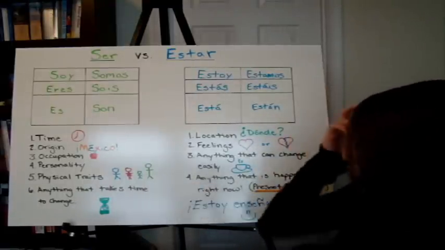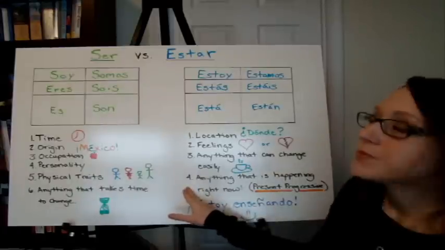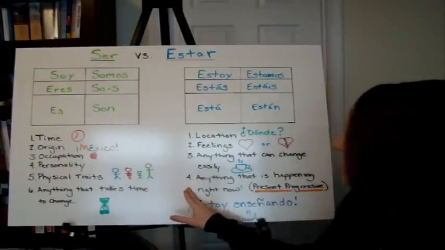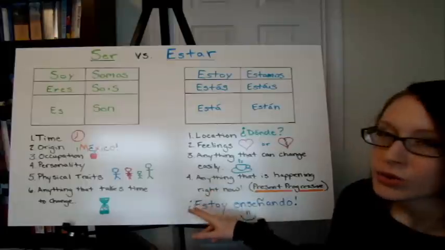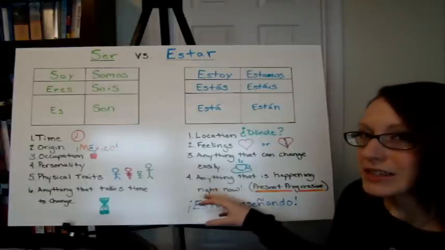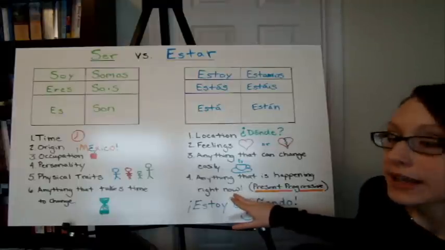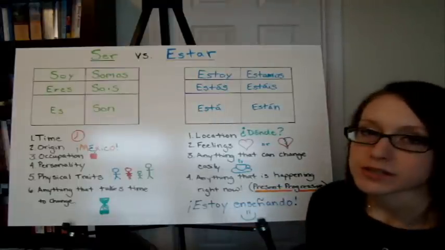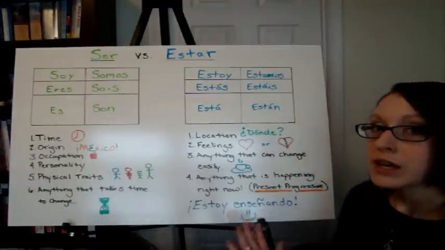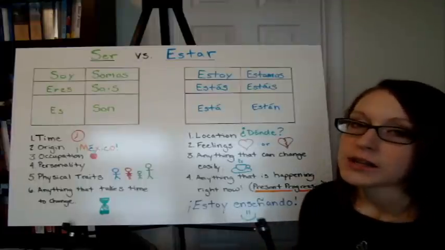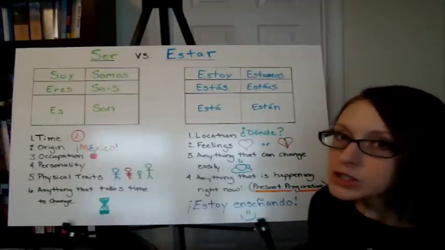Also, this reason we use this verb, we didn't talk about in the last lesson, but I want you to be aware of it even though we're not really using this tense right now. It also deals with anything that is happening right now. So this is called the present progressive tense. An example of this would be estoy enseñando. I am teaching.